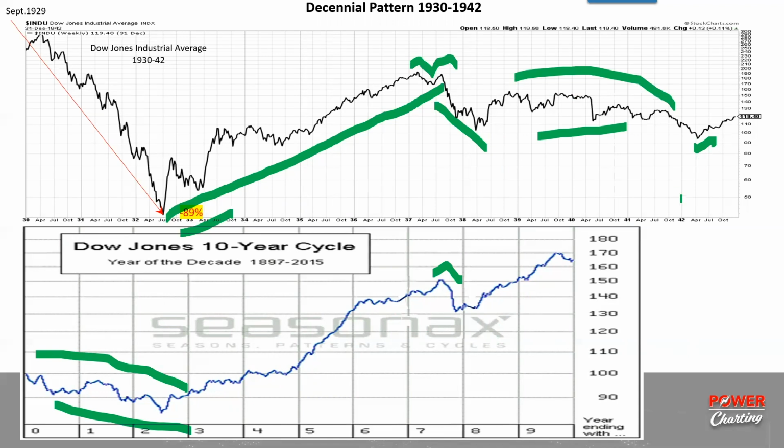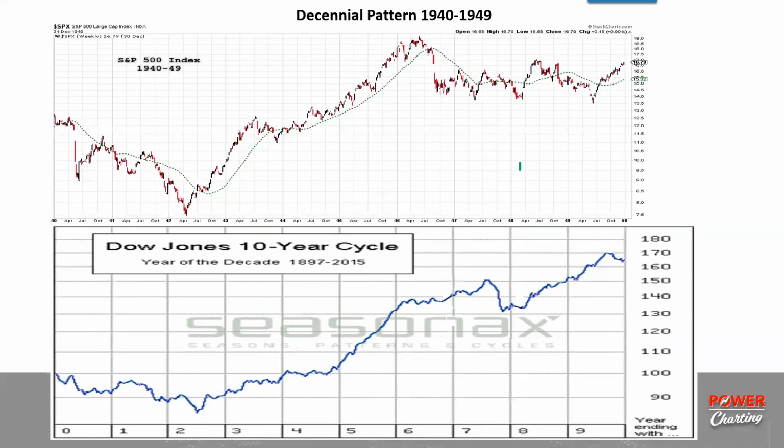And from then on, the market started to improve because it could see that we were going to win World War II and come out of this. So this 1930 to 39 period into 42 is just fantastically interesting. Okay, so here's 40 to 49.